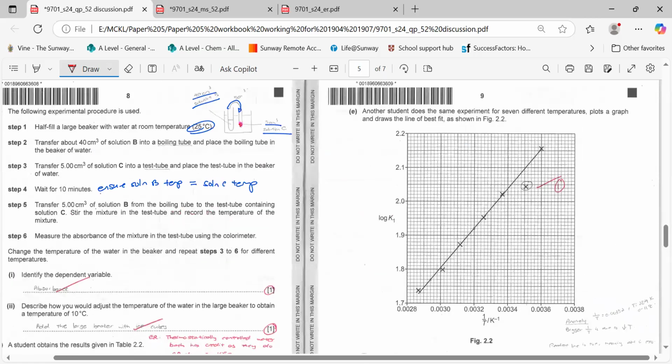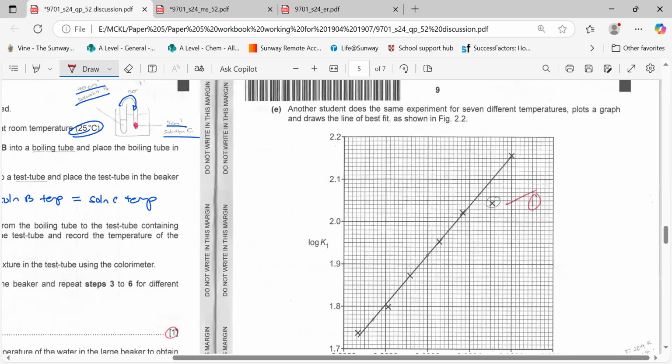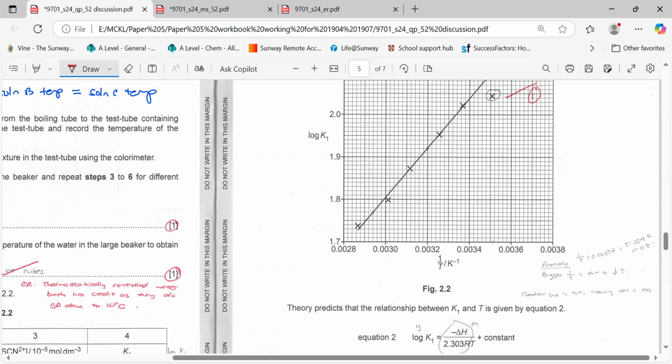Another student does the same experiment for 7 different temperatures. Plot a graph and draw the line of best fit shown. Okay. Theory predicts that the relationship between the K1 and temperature is given by equation 2. So now, based on the function given in equation 2, y equals mx plus c. This is your y-axis. This is your x-axis. So your x is actually 1 over T here. This is your x-axis. This is your y. This is your plus c. All right. And therefore, the remaining here is your m, which is your gradient.